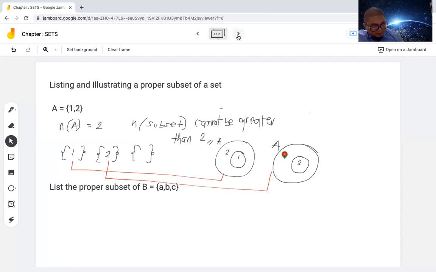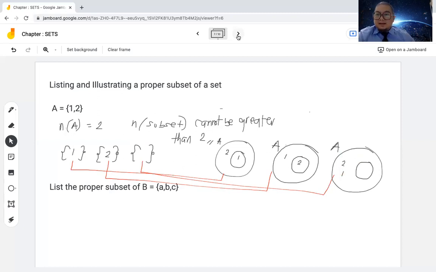Or it could also be possible that the element of the set is a null set, meaning the circle inside the circle will be empty, and thus the elements 1 and 2 will be outside. Okay, so we have to understand here that the subset cannot have elements that are equal or greater than the given set. So it should only be less than the given set.